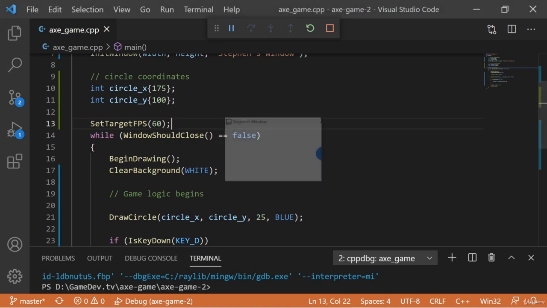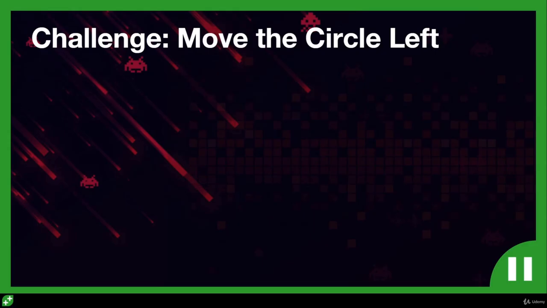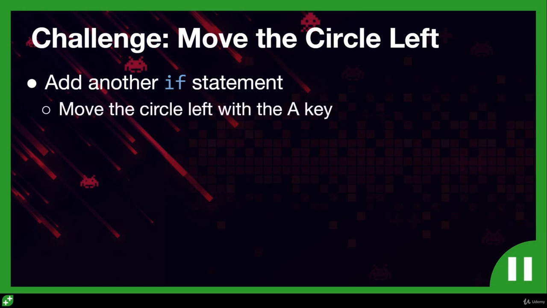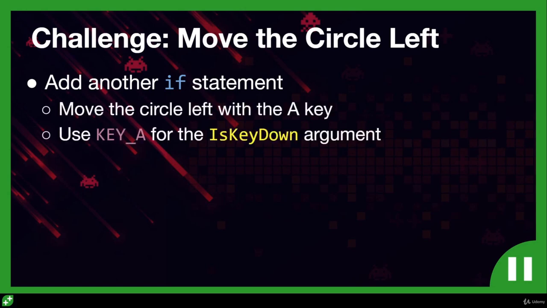Okay, so I have another challenge for you. We've just learned how to move the circle to the right. I want you to add the ability to move the circle to the left. So add another if statement just after the first one. In this one, we're going to move the circle to the left and we're going to use the A key. Use key_A in all caps to pass in to the isKeyDown function. Pause the video and try this now.